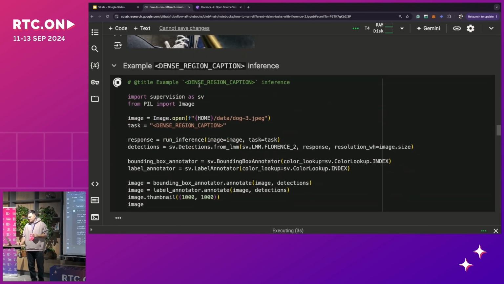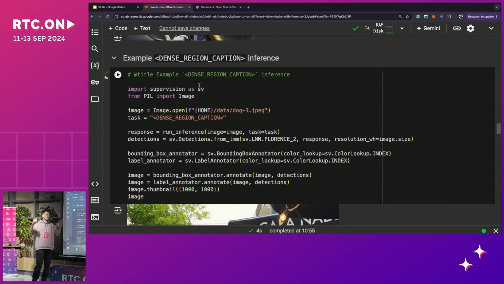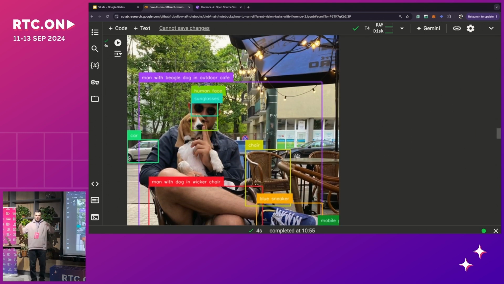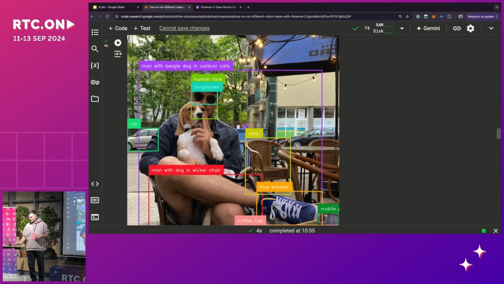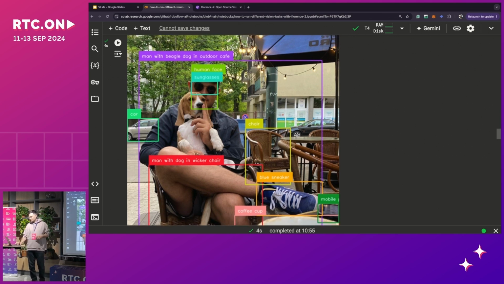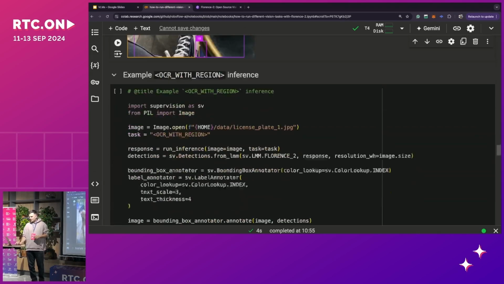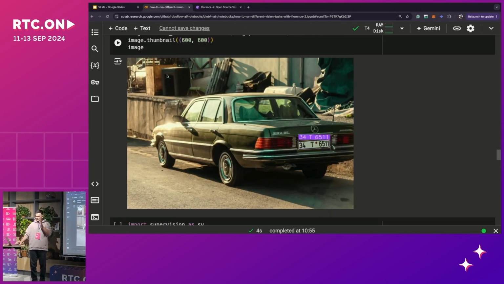So this one is a little bit different. It assumes that you don't have the description and just gives you bounding boxes with more advanced descriptions, so you can maybe use them. So, I don't know, here is a blue sneaker. Previously it was called footwear. Here is a bounding box with me, but I'm holding a dog and I'm sitting on a chair outside of a cafe, so I get that description for that bounding box.